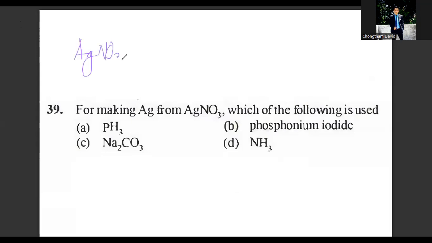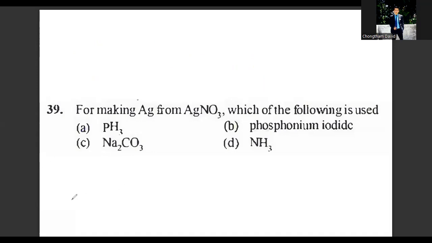When the silver nitrate is treated with phosphine, you know, these are the hydrides of group number 15. You have nitrogen forming the hydride ammonia, then phosphine, arsine, stibine, bismuthine. Phosphine is the group 15 hydride. It is a pungent smelling pnictogen hydride, you can say. When this reacts with the silver nitrate, there is formation of silver, phosphorus acid, and nitrogen dioxide. So 39 would be phosphine. Phosphine is the answer to question number 39.